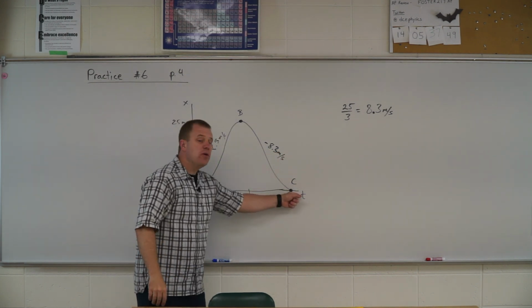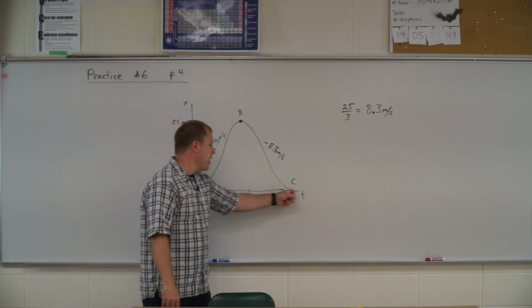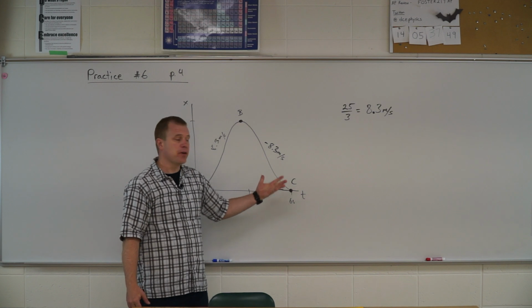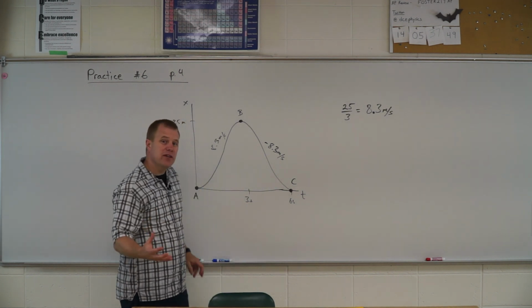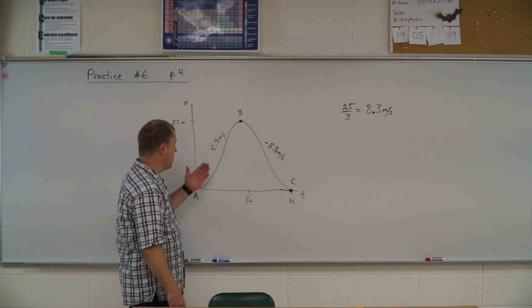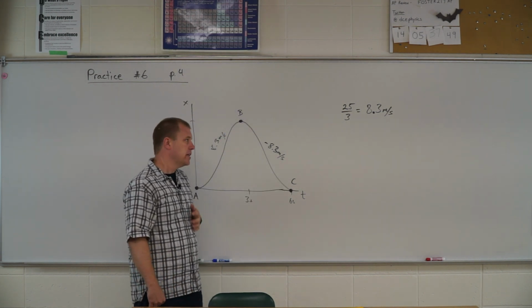And then from A to C, what is my displacement from A to C? Initial position 0, final position 0, so my displacement is 0. So from A to C, my average velocity was 0, okay? So any progress I made at the start, I cancel out on the way back.